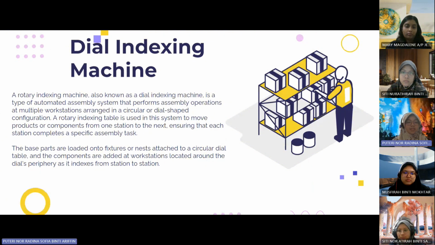Next, the dial indexing machine. A rotary indexing machine, also known as a dial indexing machine, is a type of automated assembly system that performs assembly operations at multiple workstations arranged in a circular or dial-shaped configuration. A rotary indexing table is used in this system to move products or components from one station to the next, ensuring that each station completes a specific assembly task. The base parts are loaded onto fixtures or nests attached to a circular dial table, and the components are added at workstations located around the dial periphery as it indexes from station to station.